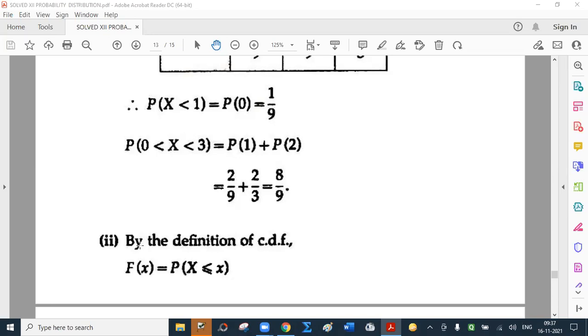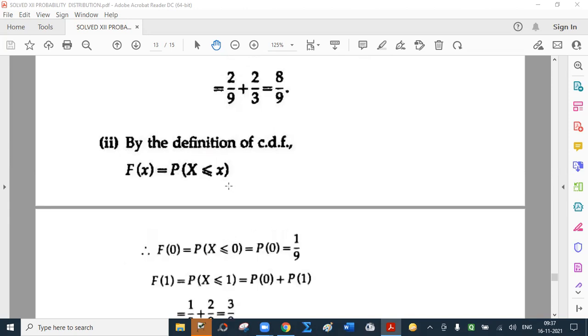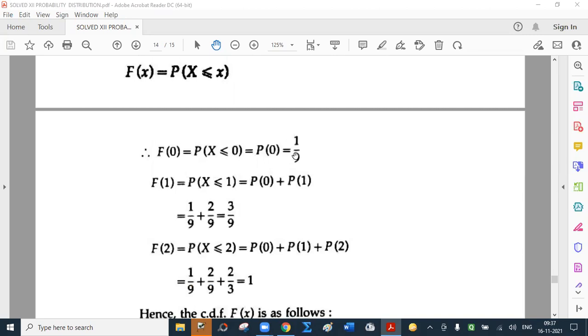Okay, now this is second part actually. By the definition of CDF, what is f of x? It is P of capital X less than or equal to small x. So, f of 0 is 1 by 9. F of 1, add first and second probabilities, 3 by 9. F of 2, add all the probabilities. How to check whether this is correct or not? Sum of all probabilities has to be 1.